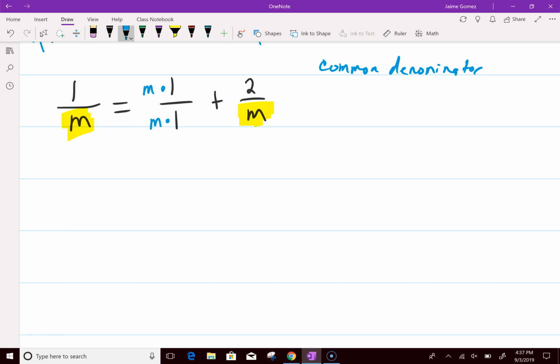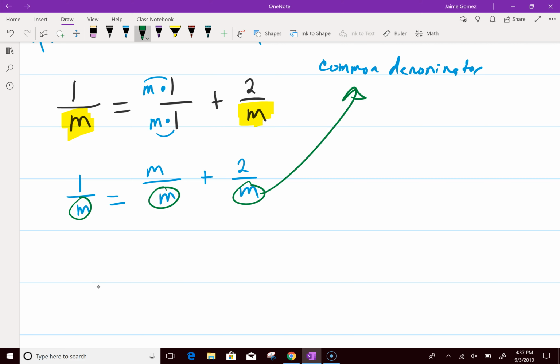Now this equation here, we did nothing to it, so just rewrite it. It's just 1 over m is equal to, but here we can fix it. What's 1 times m? That's m. Plus, did I do anything here? No. So leave it 2 over m. Now if you notice, all my denominators are the same. So I have a common denominator.